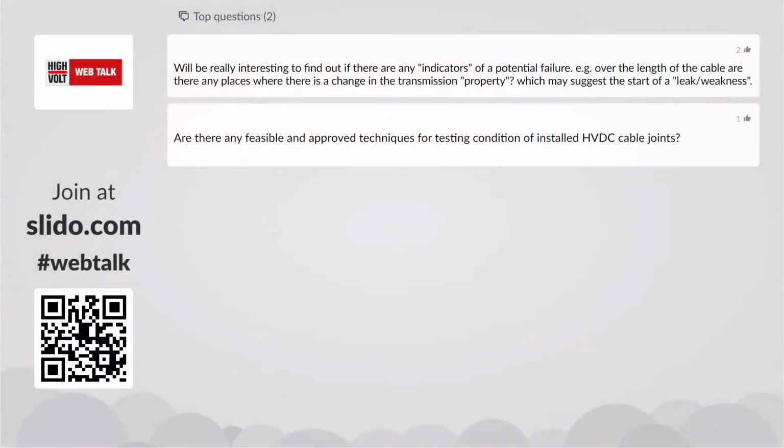So there's a second question. Maybe we can see also the Slido questions there. And there's the question about indicators of a potential failure. And the question is: is there a chance to identify the change of the properties of the cable so that you can indicate when a cable starts to fail? So who wants to answer that? Free choice.